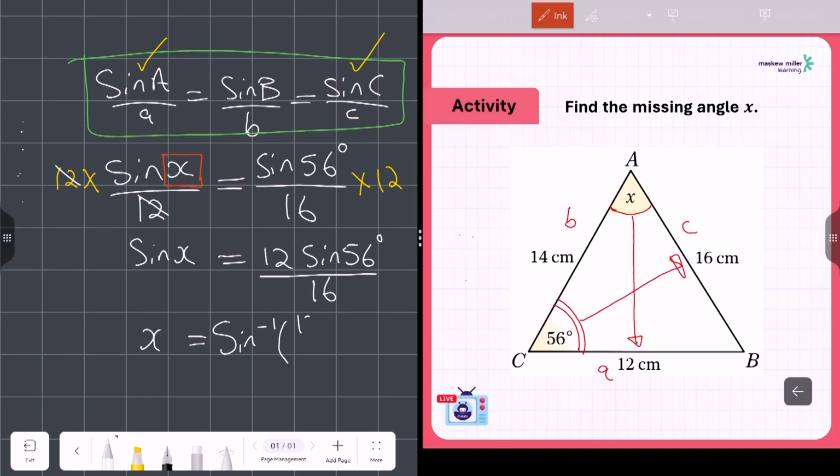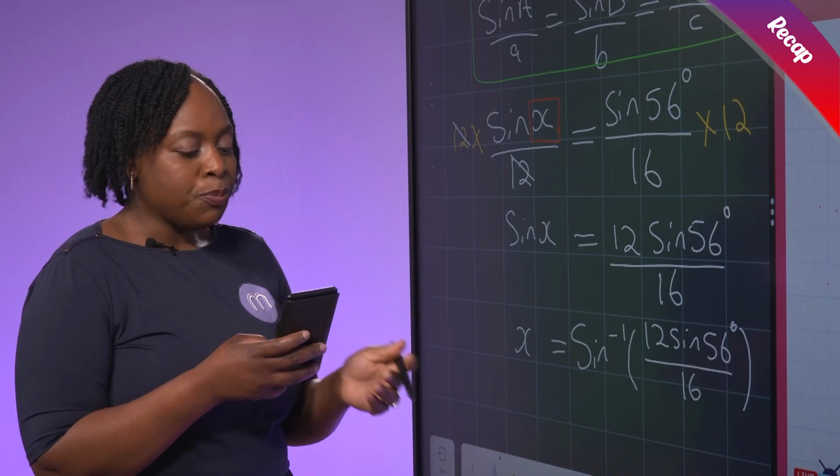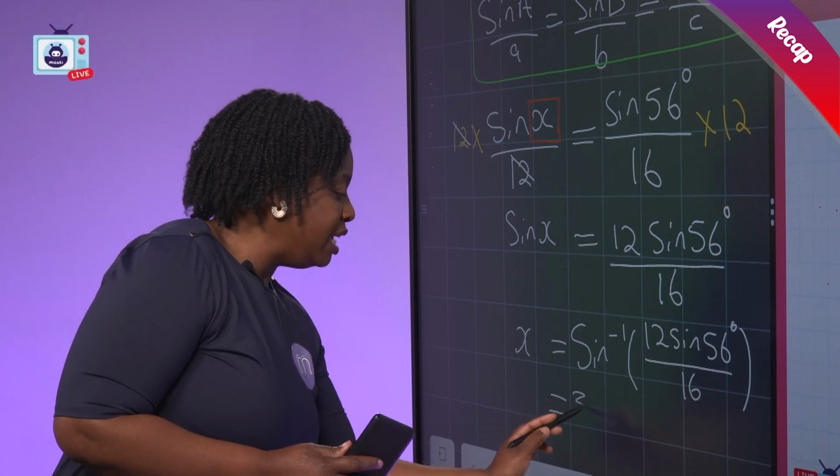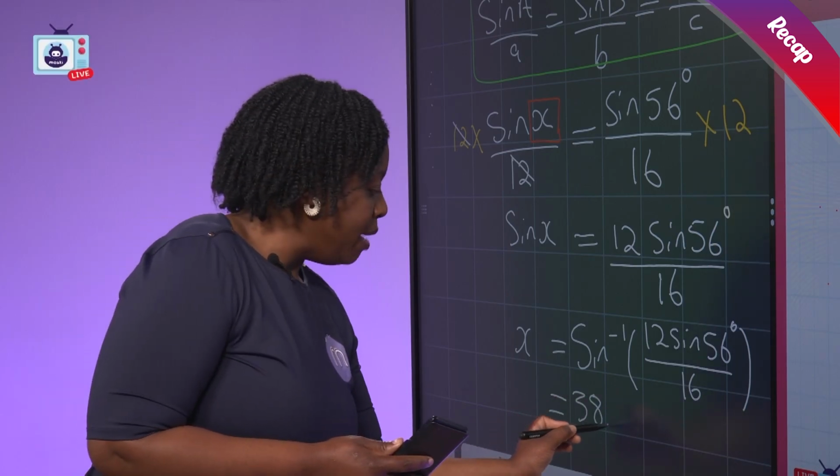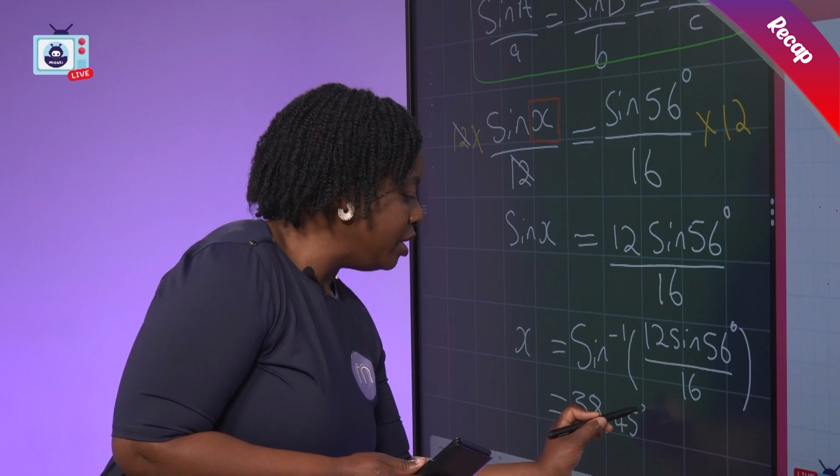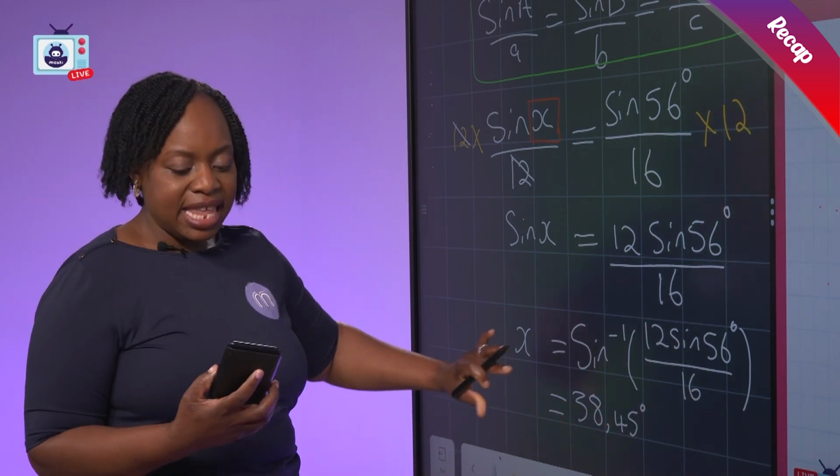Then you put this 12 sine 56 divided by 16 into your calculator. So let's do it together. We have 12 sine 56. That is all divided by 16. Right. If you did it properly, your answer will therefore be 38.45 degrees. So this is an angle, and that's how we are doing it.